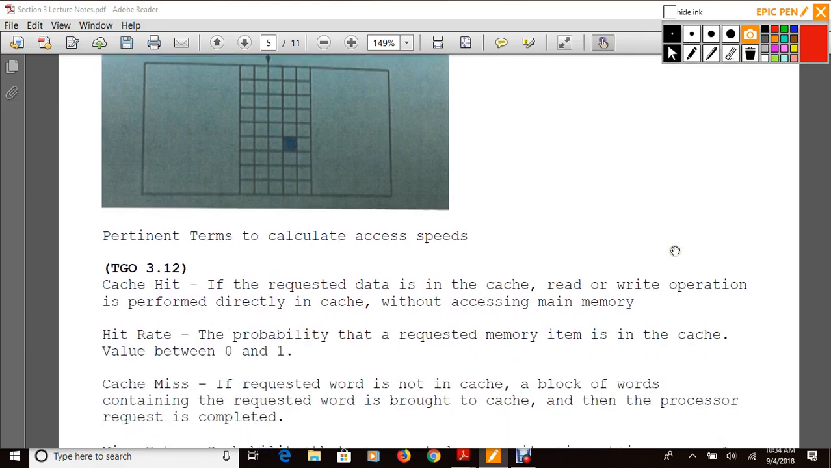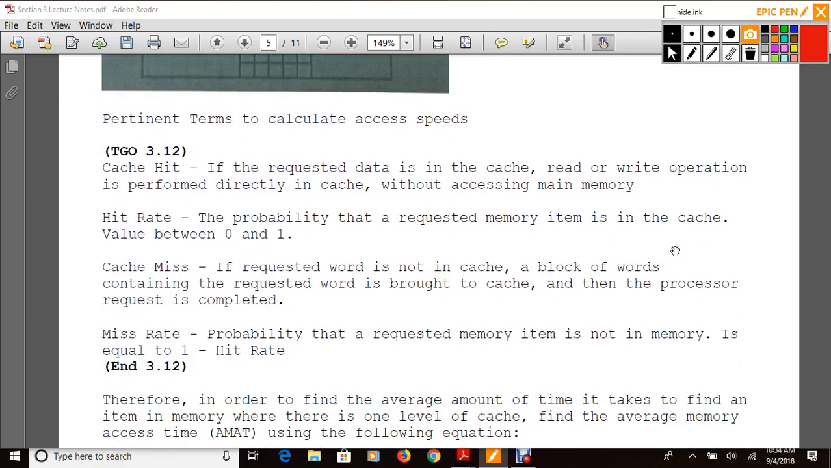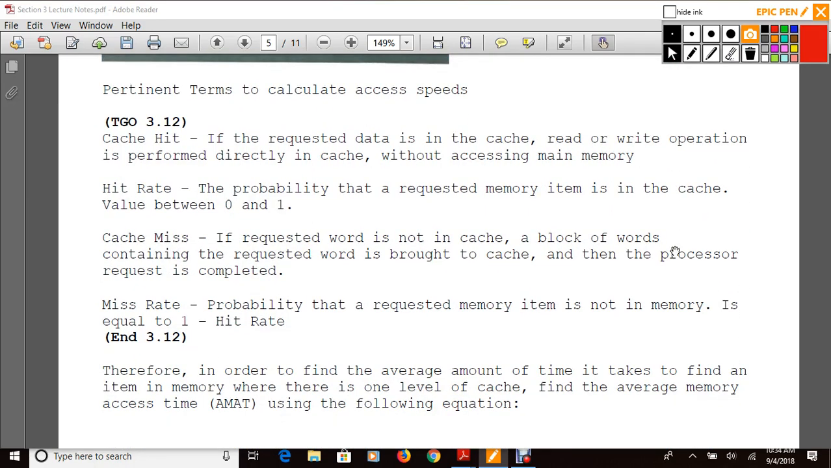All right, so there are 4 other terms that I find students kind of get confused by when they're thrown out, but this is going to become very useful: cache hit, hit rate, cache miss, and miss rate, right? So what is a cache hit? I am looking in the cache.